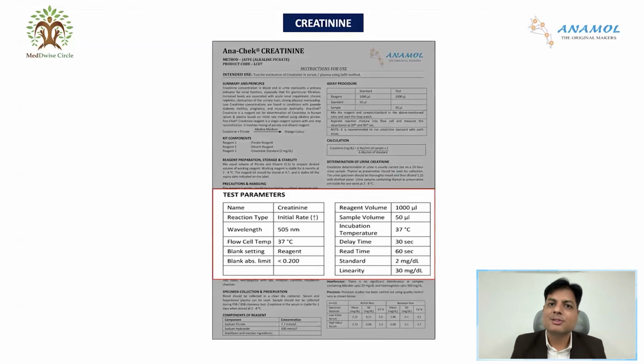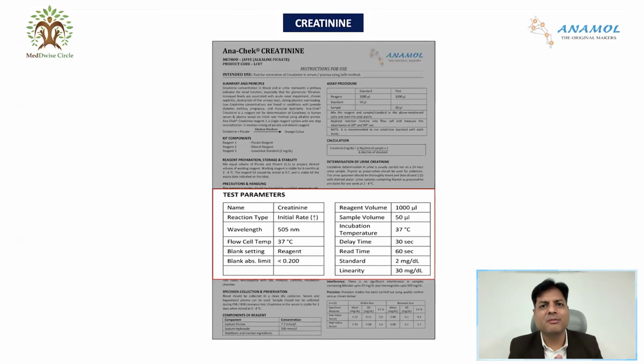Now, next to this, there is a third piece of information that we need to understand. This information is called test parameters. Some companies write assay parameters. Now, test parameters and assay parameters are the same. In this section, you will understand how to program the software of the autoanalyzer before using the test.